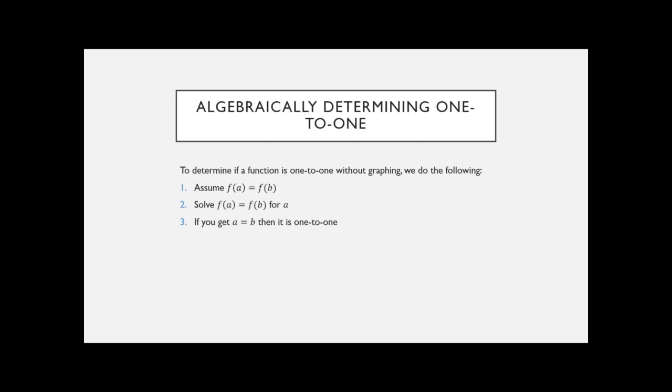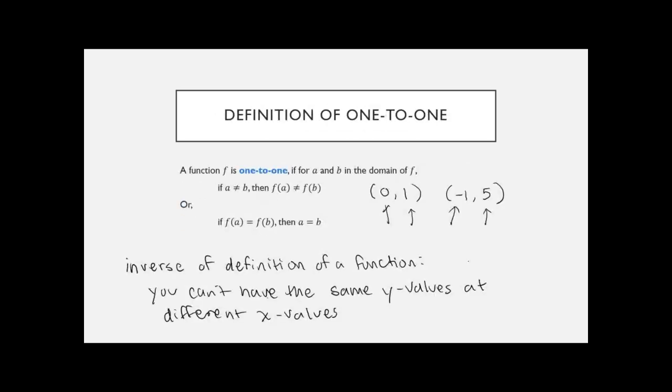So I'm going to go back to the definition of 1-to-1. The first definition here is: if A is not equal to B, then f of A is not equal to f of B. As I said at the beginning, that's sort of hard to understand, and it's really hard to prove. So that's why we go to the contrapositive, and that's what we do for the horizontal line test. That's the same thing we're going to do when we do this algebraically.